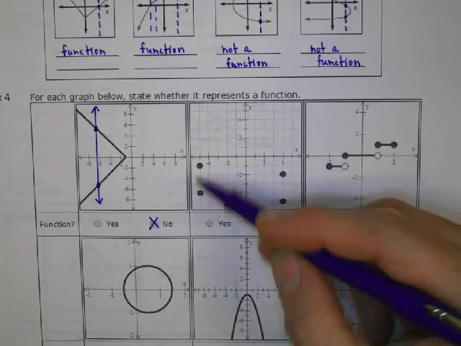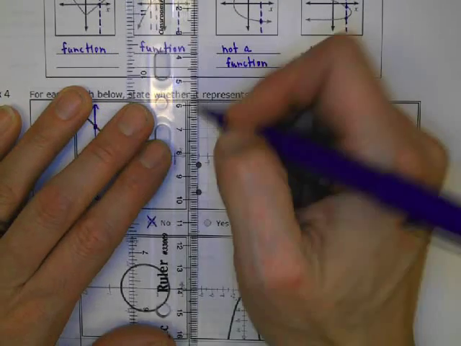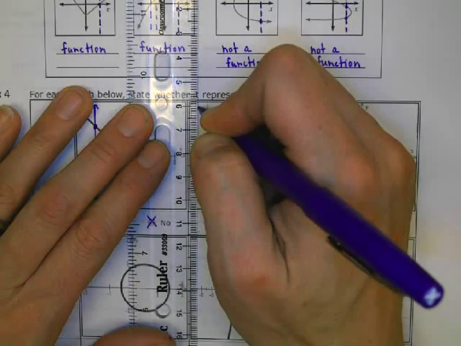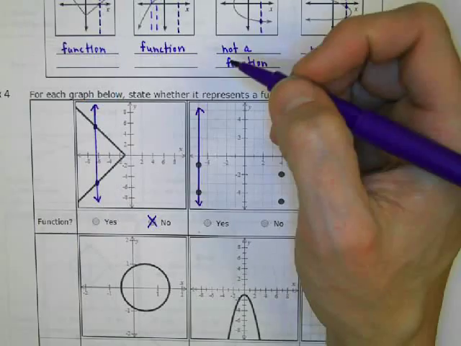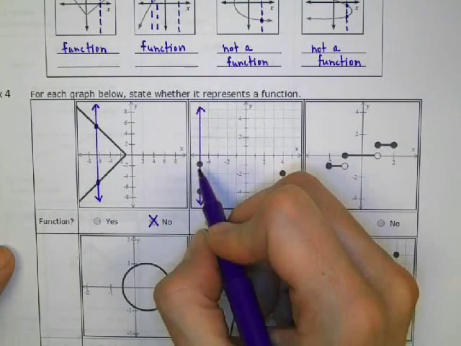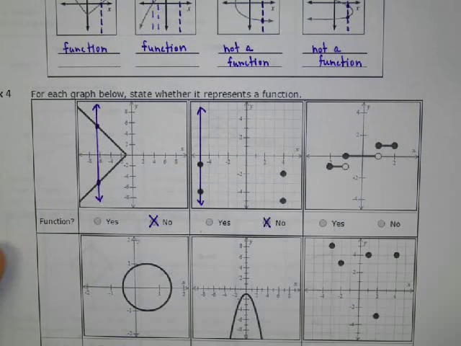For number 2, now this is really just a set of points, but again, if I drew my vertical line here, remember it says if any vertical line intersects at more than 1 point. So if I picked this vertical line, you can see I'm intersecting here and here. So this is also not a function.